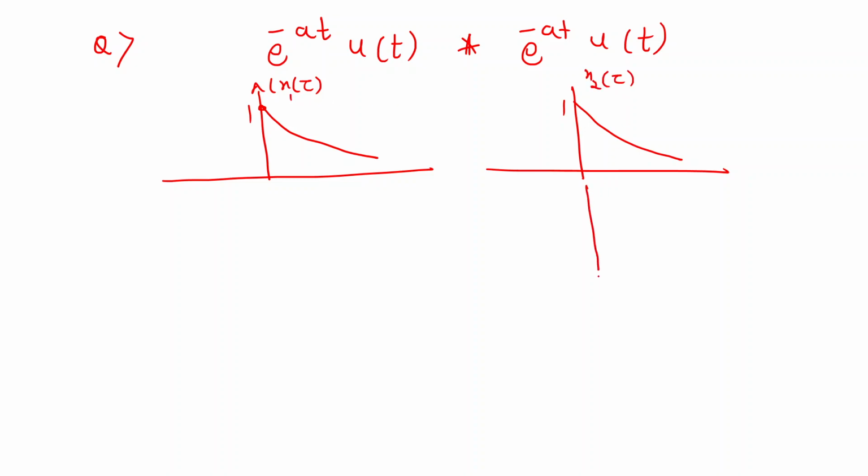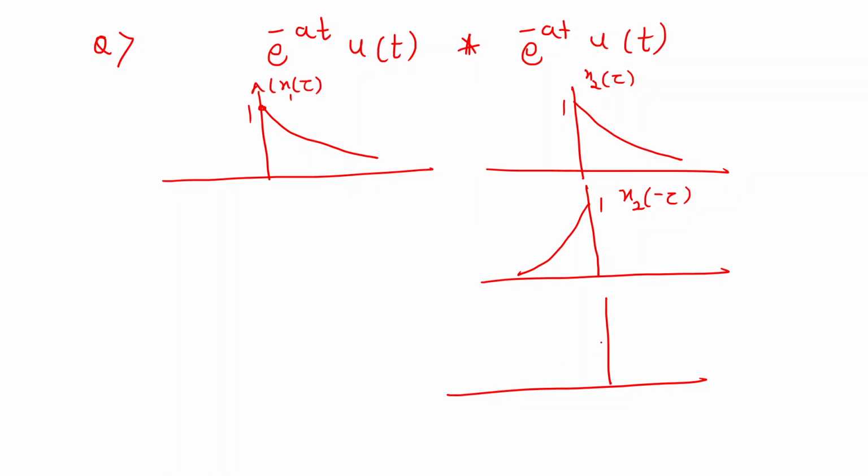Now you just reverse that one. If you reverse that one, it is the mirror image, x2 of minus tau. Now you have to add t. Whenever you add t, it is shifting further. So it is up to infinity. Let's say this point is now t. This is 0. It's up to infinity. Now it is clear. This is x2 of t minus tau. Now you just multiply these two signals.